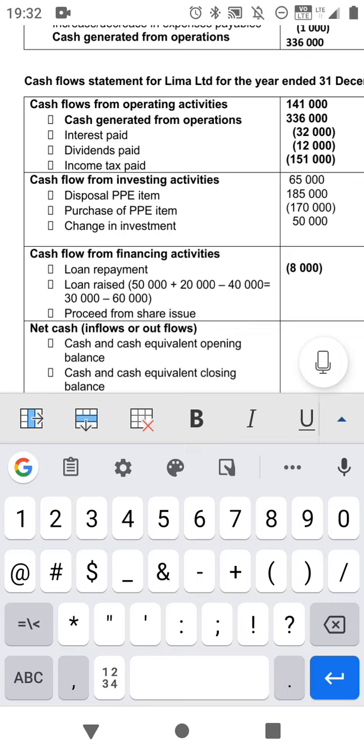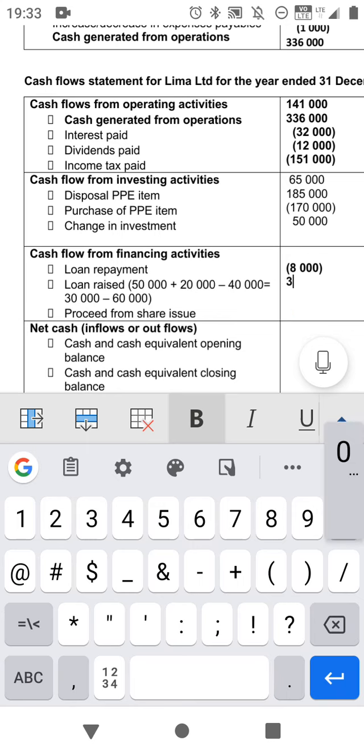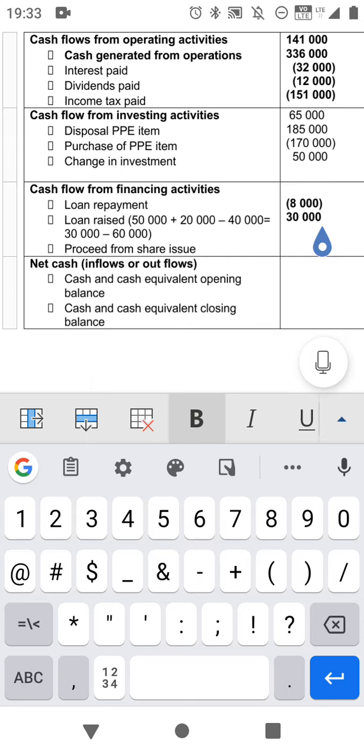This 30,000 guys, we regarded it as a balance at the beginning. Now we compare it with what? 60,000, which means that it has increased. The liability has done what? Has increased. By how much? By 30,000, which means that we went to the bank and borrowed another 30,000. This will be inflow. Why? Because we go out and borrow money and they give us what? They give us cash. Alright, let's go to proceed from share issue.